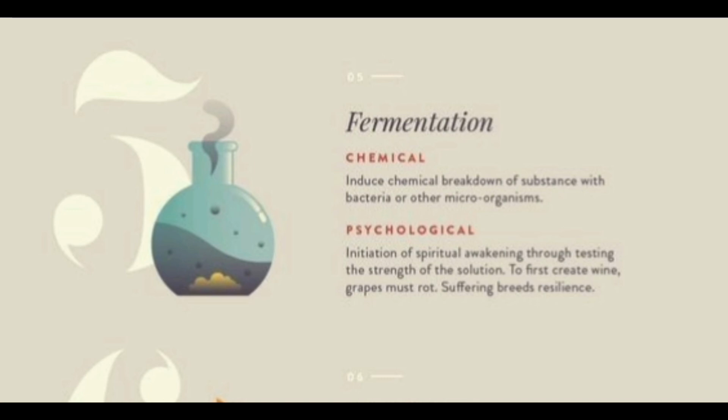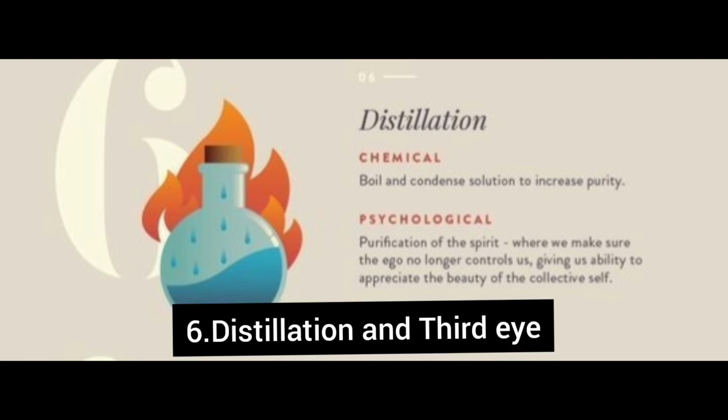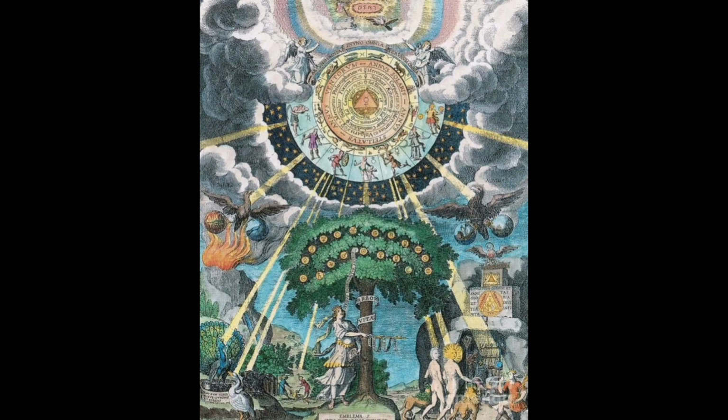The next stage is distillation, which is the sixth stage. This is a stage of boiling the substance and condensing the solution to get a more pure substance, or increasing the purity of the substance. This is the stage when we are at the third eye. This is the stage when we are purifying the spirit so that if there are any impurities, they get completely washed out. This is a stage of third eye activation, purification of the soul and perception clarity.